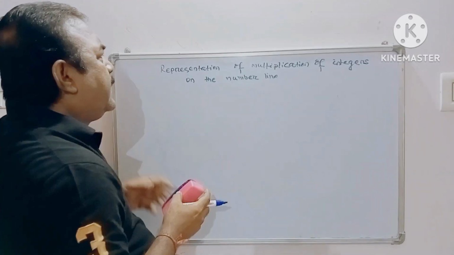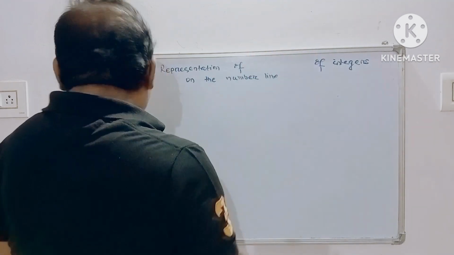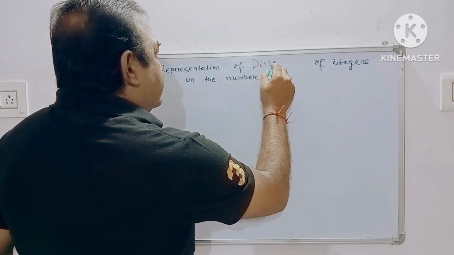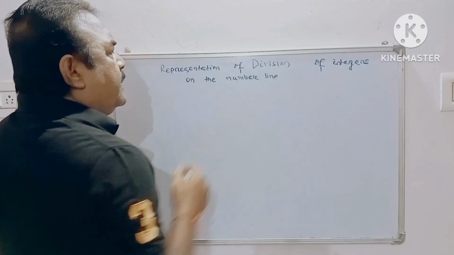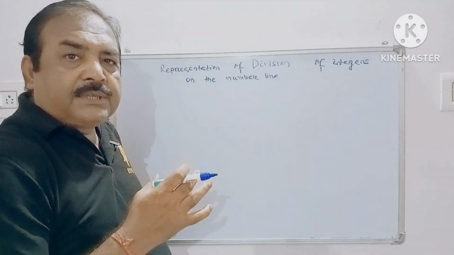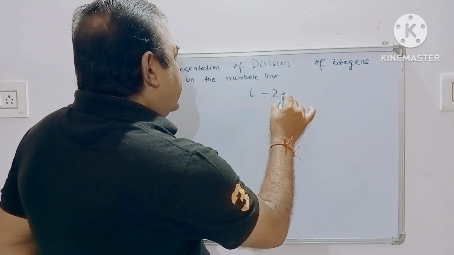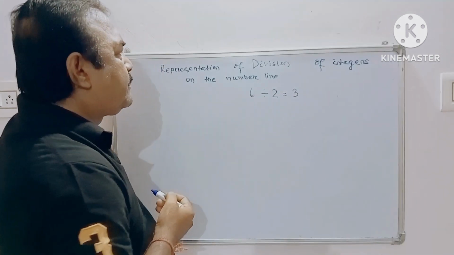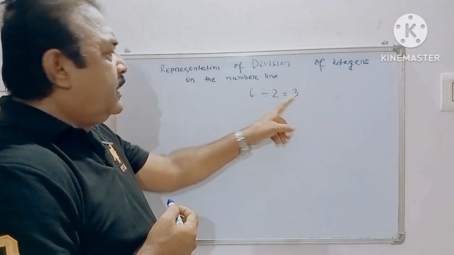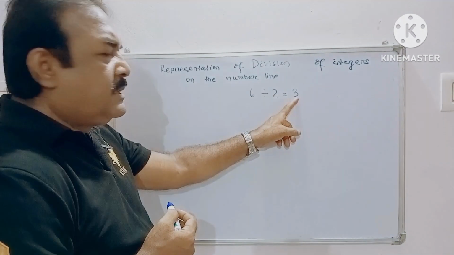So now we have to represent the division of integers. Just I erase it. Division of integers. You see, what is division? That is the repeated subtraction. Division is the repeated subtraction. Suppose you see, 6 divided by 2 is equal to 3. So 6 is the dividend, 2 is the divisor, and 3 is the quotient.